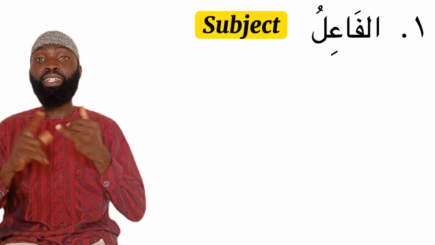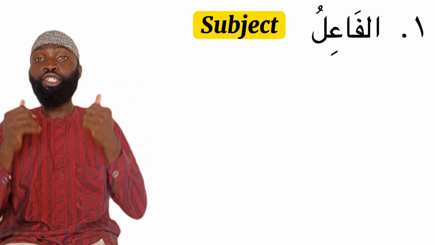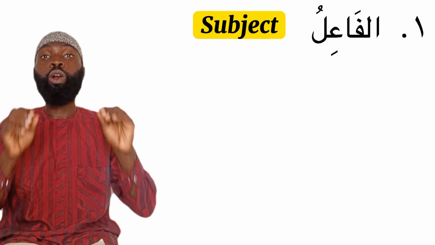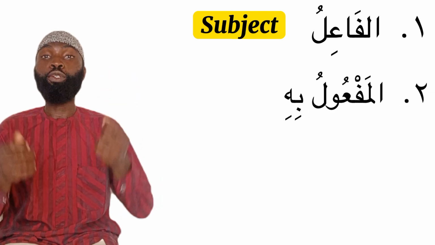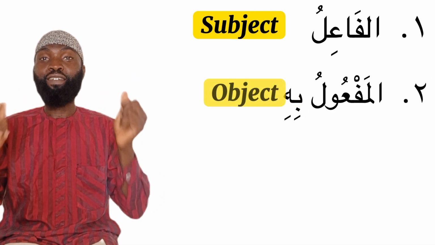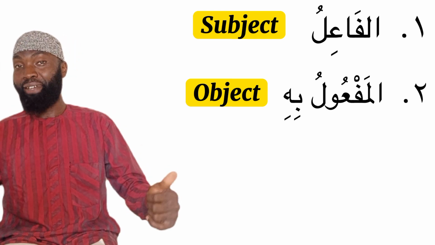The first topic is al-fa'il. What is al-fa'il? Al-fa'il means subject, that is the performer of the action in a sentence. When you have a sentence, you usually have the performer of the action, the one who performs the action. Second, we shall be treating al-maf'ulu bihi, which means the object of the sentence, that is the receiver of the action being performed by the fa'il.